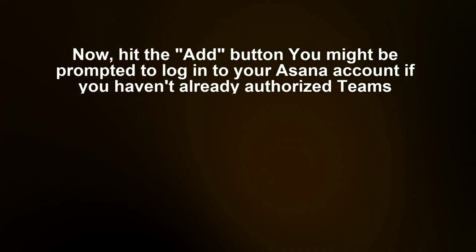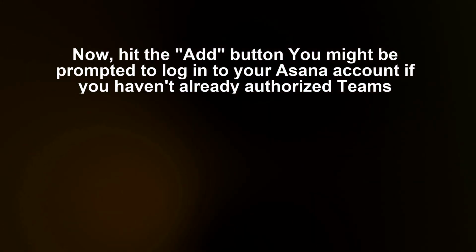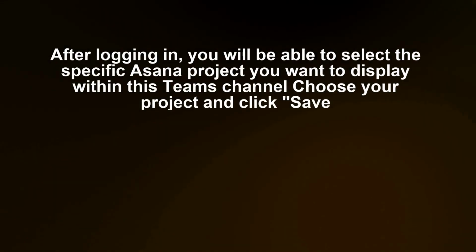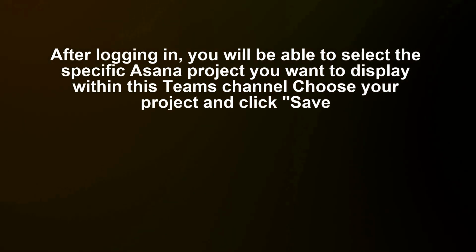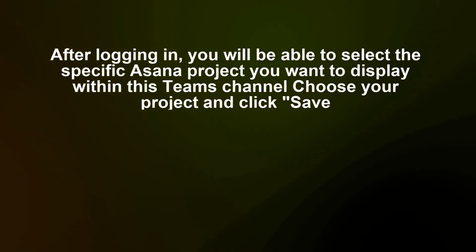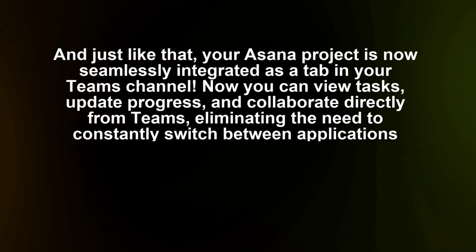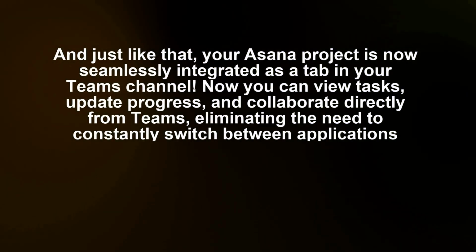You might be prompted to log into your Asana account if you haven't already authorized Teams. After logging in, you will be able to select the specific Asana project you want to display within this Teams channel. Choose your project and click Save. And just like that, your Asana project is now seamlessly integrated as a tab in your Teams channel.